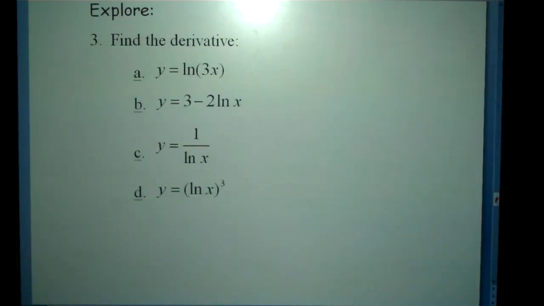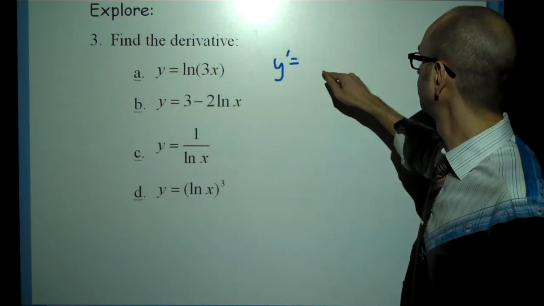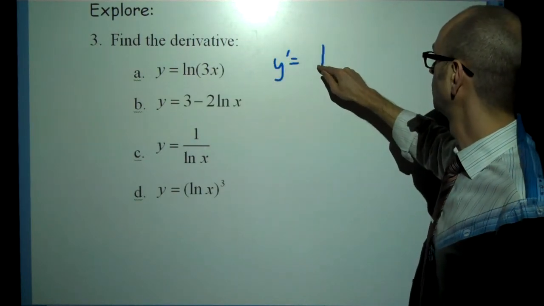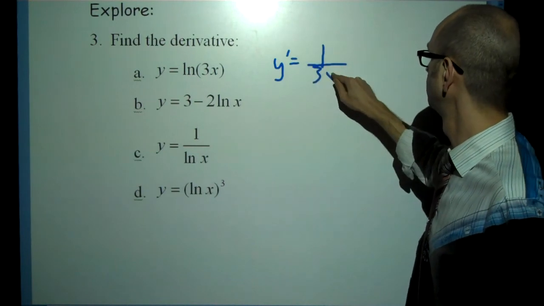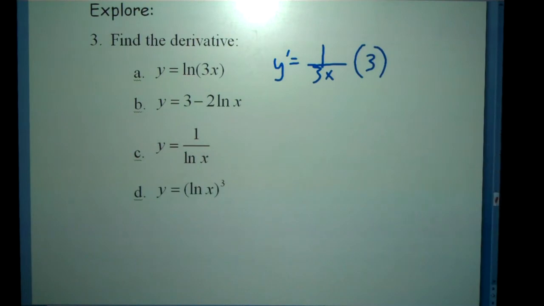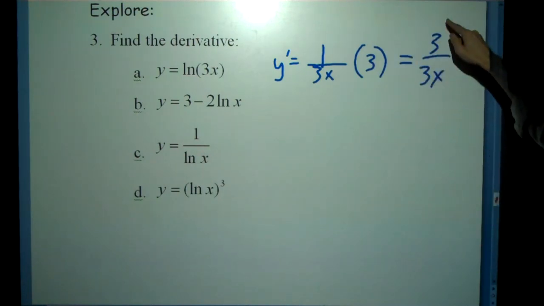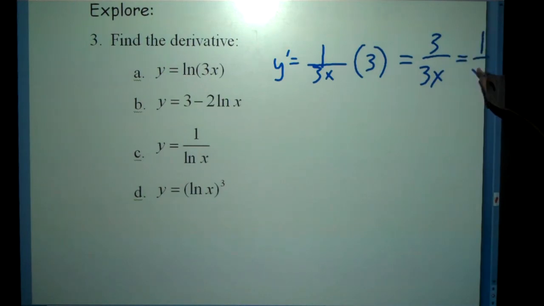Y equals the natural log of 3x. So the natural log of some stuff, we have the derivative of the natural log of that stuff is 1 over the stuff times the derivative of that stuff, also known as 3 over 3x, but those 3's cancel out, so I have 1 over x.